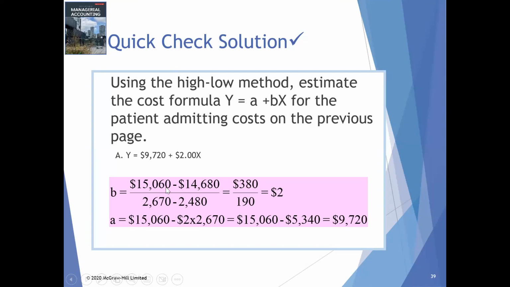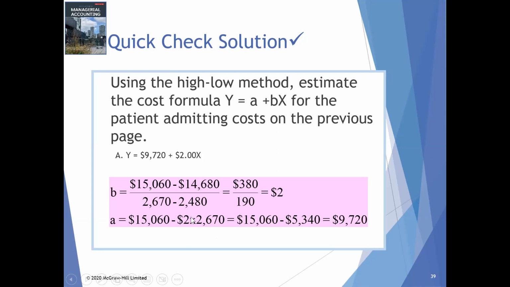For example, 15,060 minus 14,068. This is given. This is the highest cost minus the lowest cost, 380. Highest units minus lowest units, 190. 2 is the variable cost per unit. Okay. Now, if we have this 2 as the variable cost per unit, the 2 x here. So x is what? We need to find x.